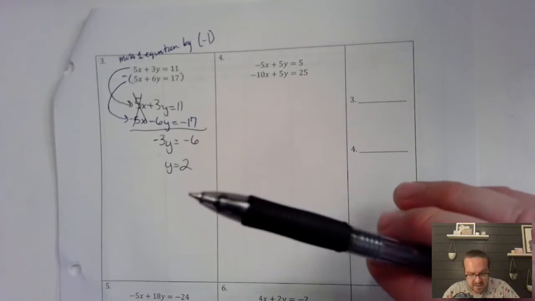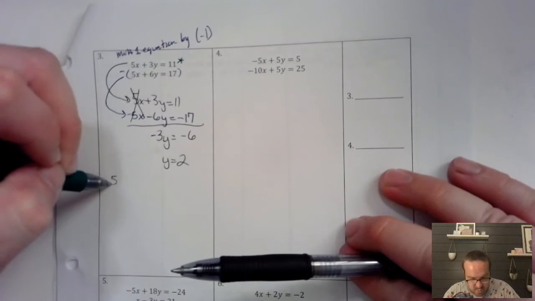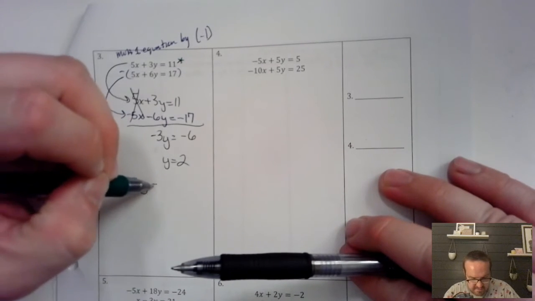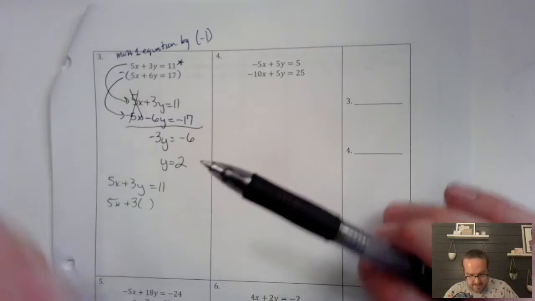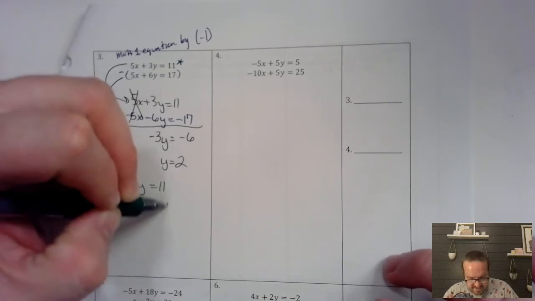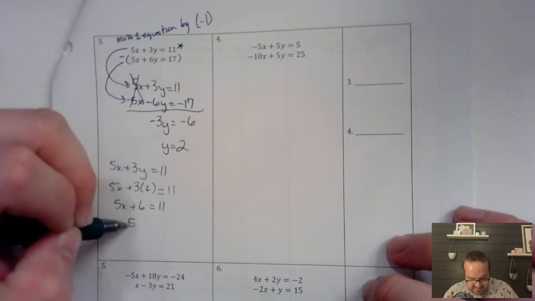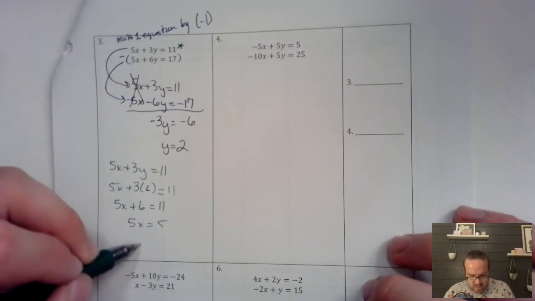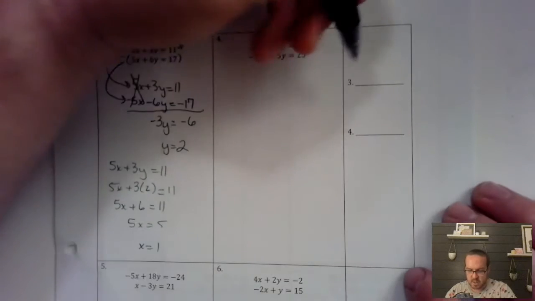Alright? So I'm going to go ahead and just put it into the first. So again, it was 5x plus 3y equals 11. 5x plus 3y, that was 2, equals 11. 5x plus 6 equals 11. 5x equals 5. And x equals 1. Right? So we could verify that again if we needed to, but that is just (1, 2).